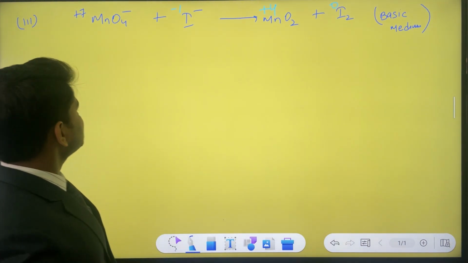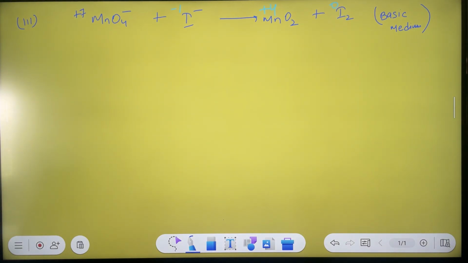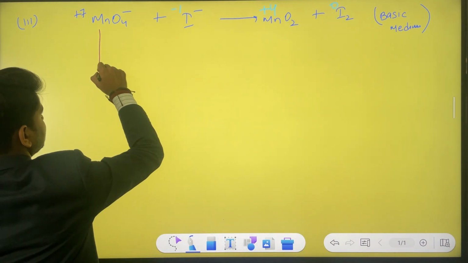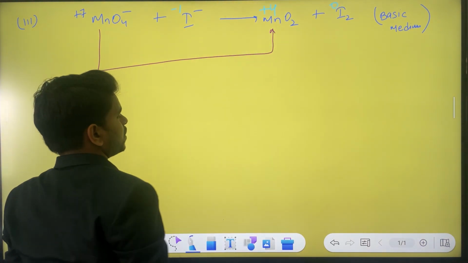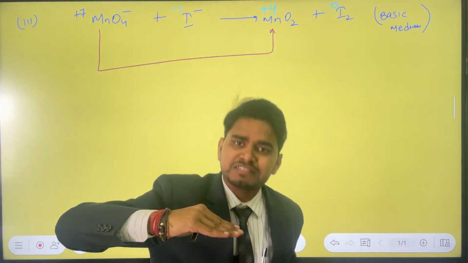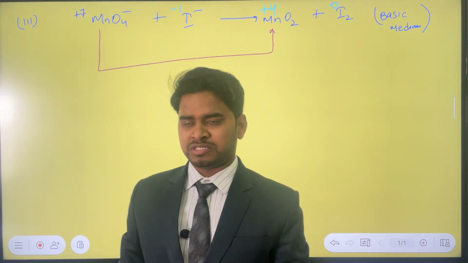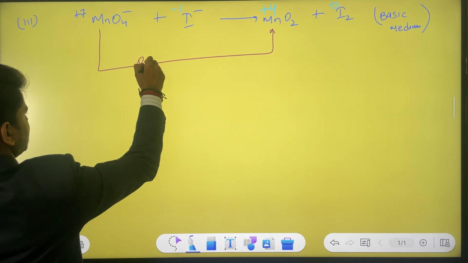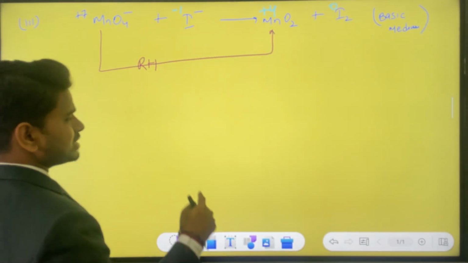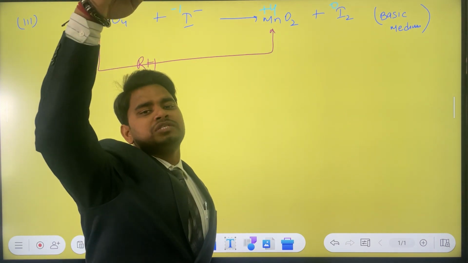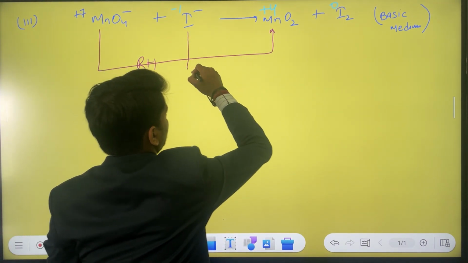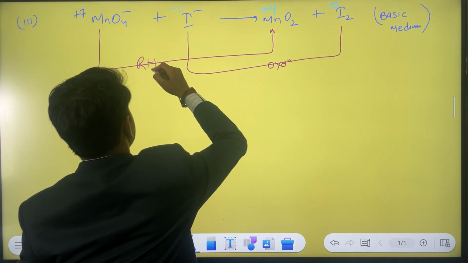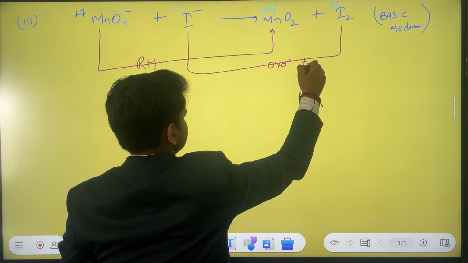So guys, this is the oxidation state, and we can see that manganese is going from +7 to +4. What does it mean? It means you are getting reduced. So this is your reduction half. And this I minus is going from -1 to 0. So we can see that it is undergoing oxidation. This is the oxidation half.